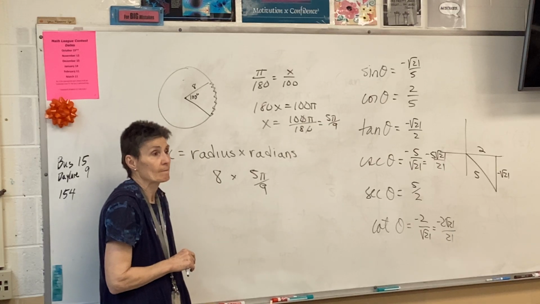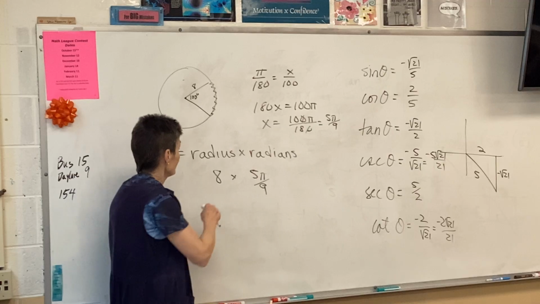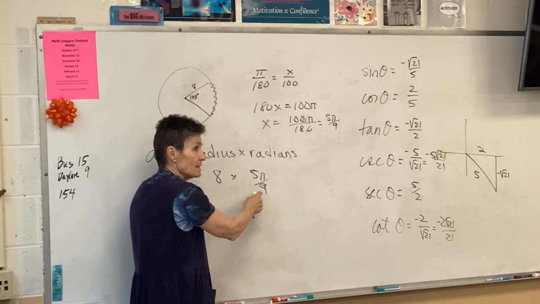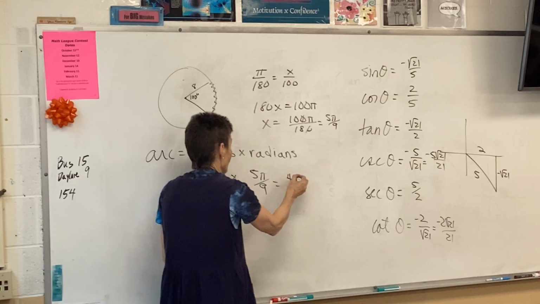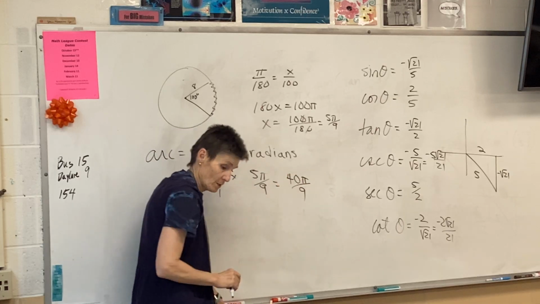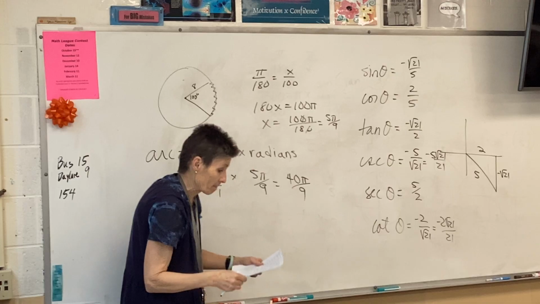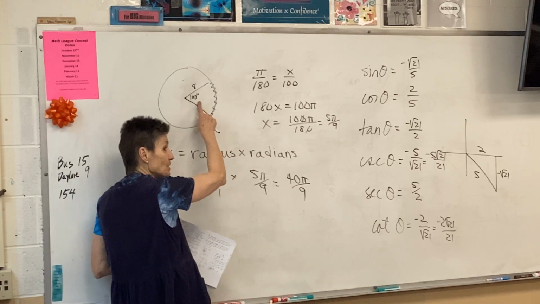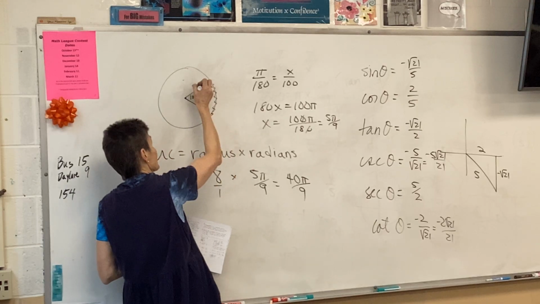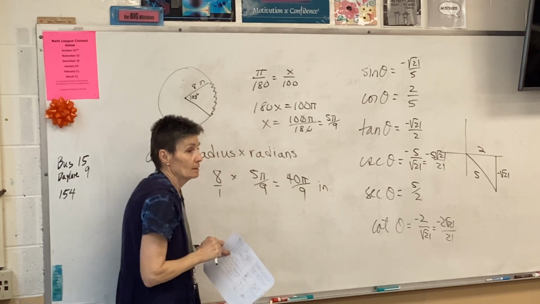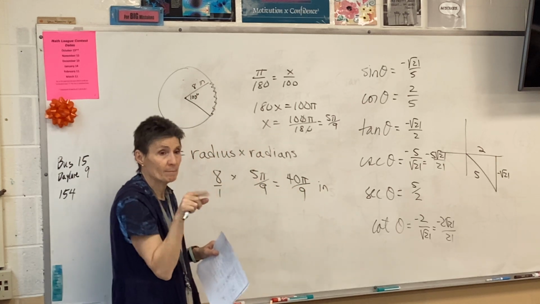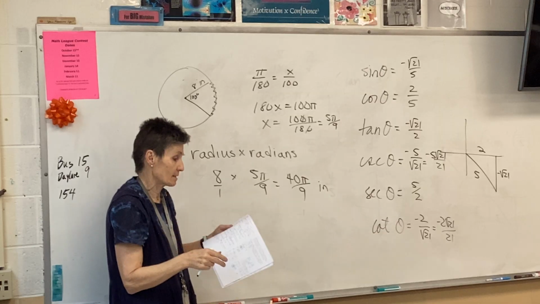Good? Now we multiply. That's not the answer, that's the radian measure of the angle. You've got to multiply that by the radius. So we get 40 pi over 9. And if the radius had a unit, it doesn't, but let's say it was inches, then this would be inches. The arc length is a unit of measurement just like the radius is.